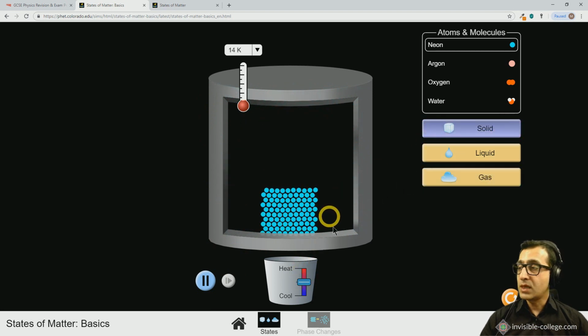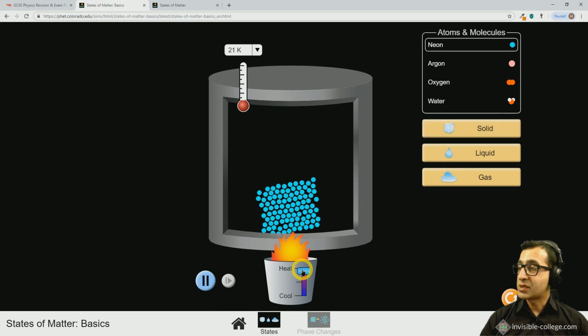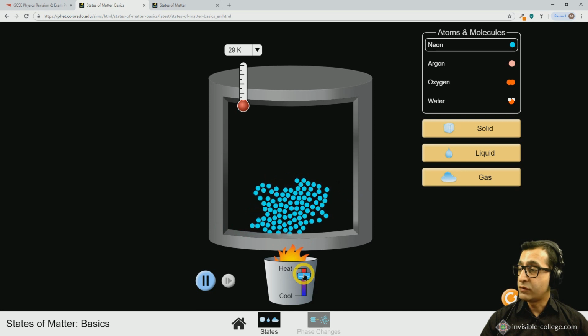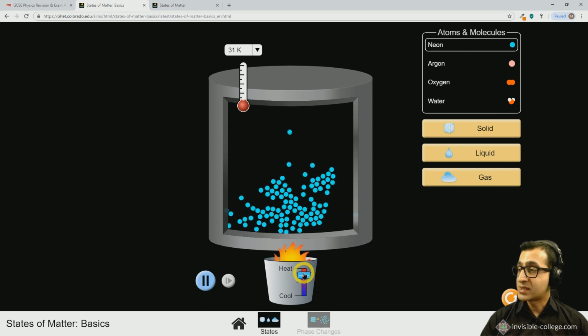Now, if we were to heat this solid, once it reaches a particular temperature, the particles have sufficient kinetic energy to move past each other and move into the liquid state.